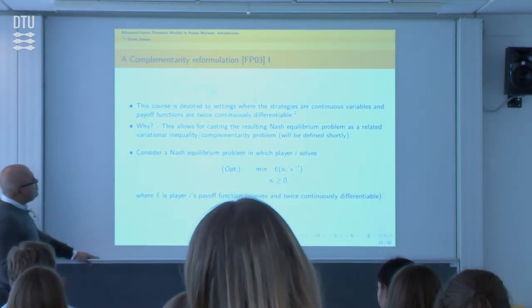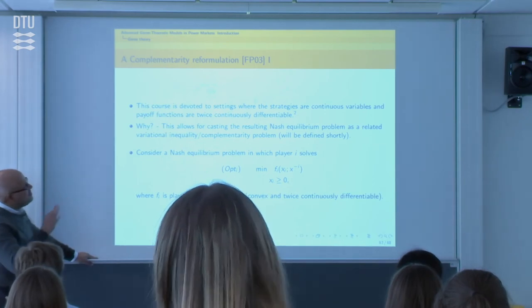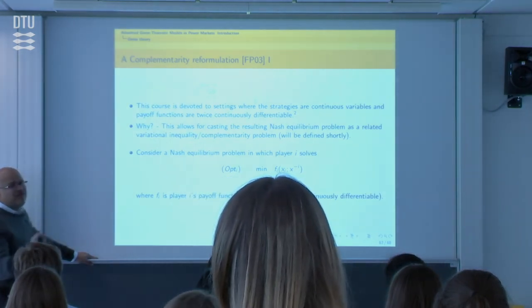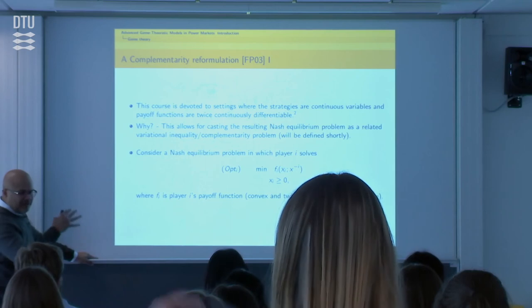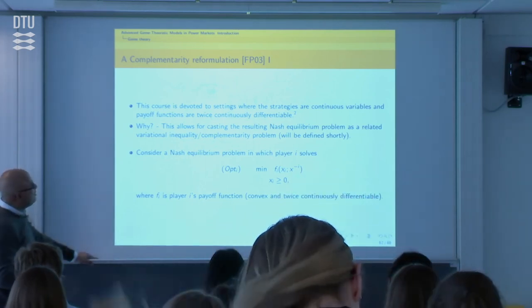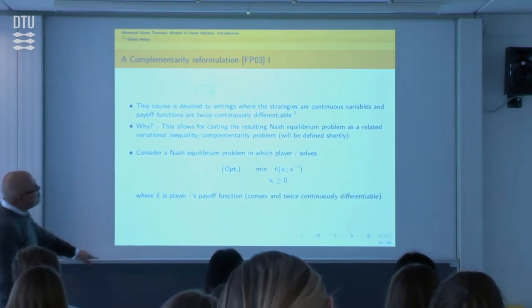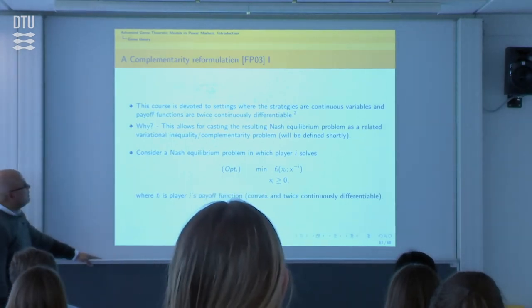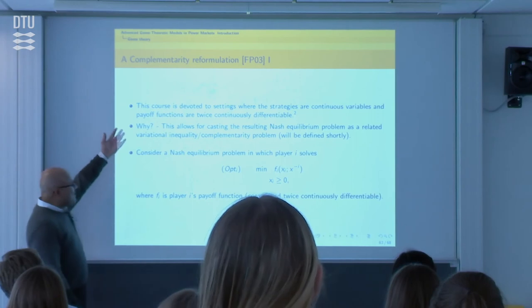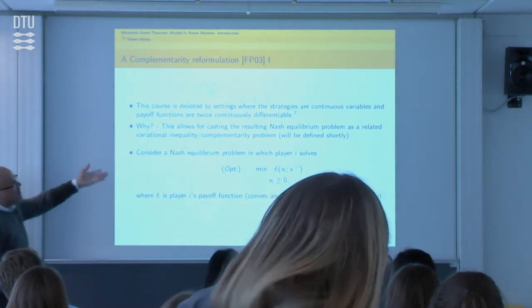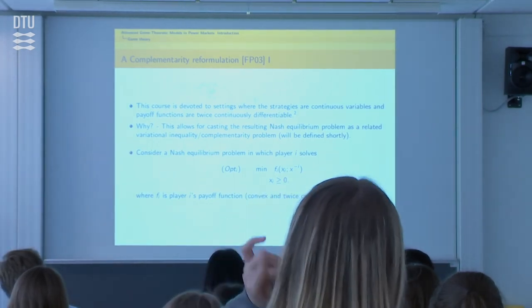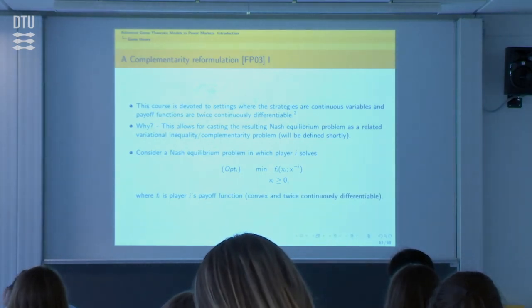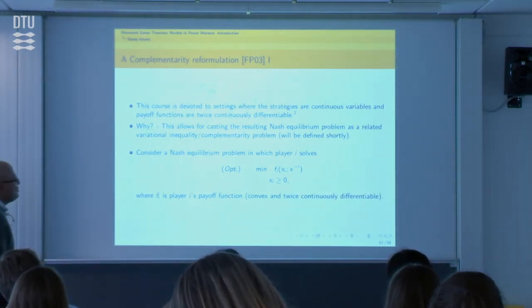Now, this course is devoted to settings where the strategies are continuous variables. So when you have mixed strategies, I've converted the problem to a continuous strategy problem. And I'm interested in problems where the functions are twice continuously differentiable or differentiable. Generally I need convexity, and because of convexity, I'm allowed to get necessary and sufficient conditions of optimality. Those are then recast as complementarity or variational problems.